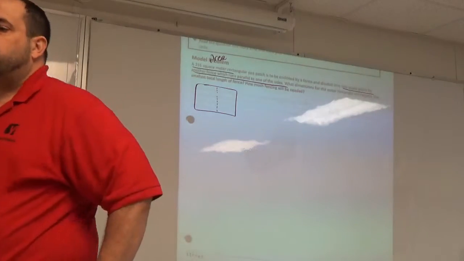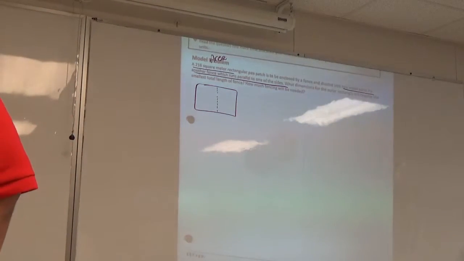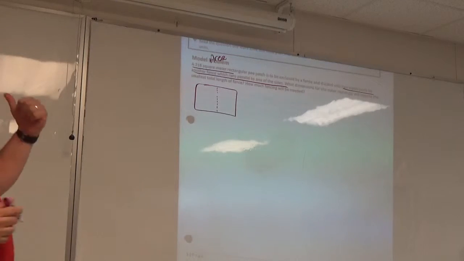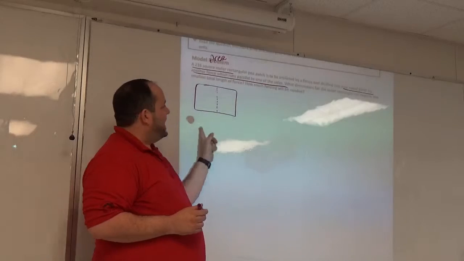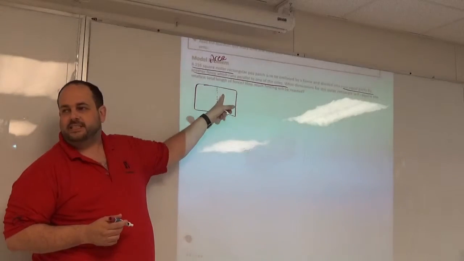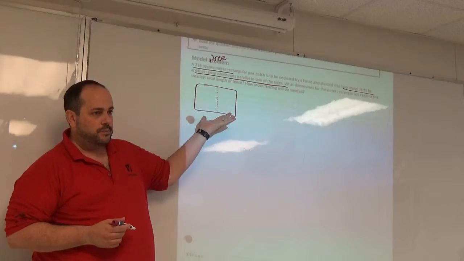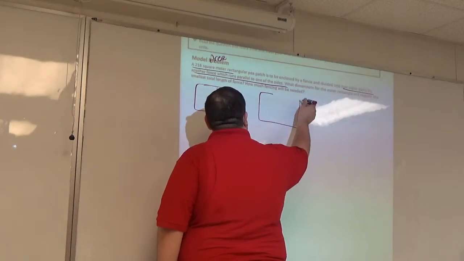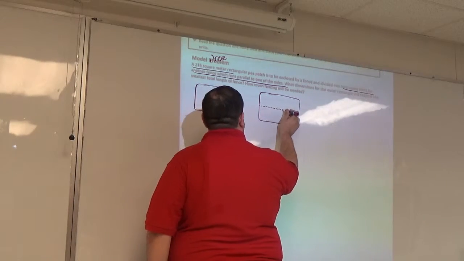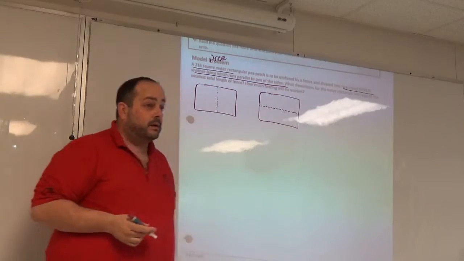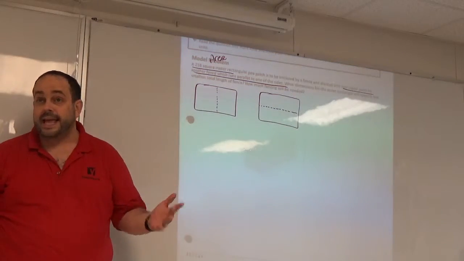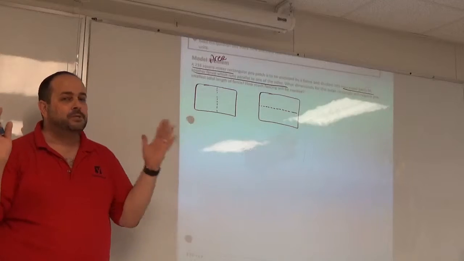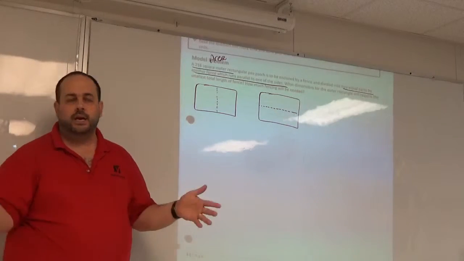2W times 2L. If anybody's not sure what this pea patch looks like, this is what it could look like. You start with a rectangle and then you've got another fence that you're putting in to divide it into two equal pieces. Now I saw in Anthony's paper, Anthony made his rectangle that way and put the fence that way. Is that okay? Yes, it is absolutely 100% okay.